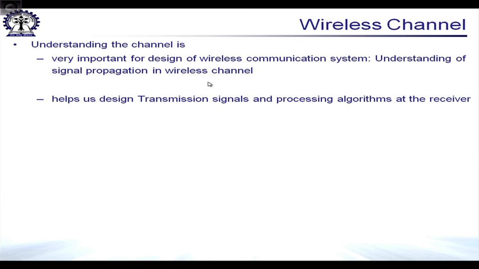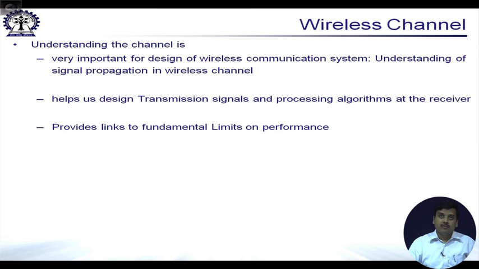It helps us design transmission signals as well as processing algorithms, which we have just explained. Also, very importantly, it provides links to fundamental limits on performance. What we mean by this particular point is that when we have a transmitter and a receiver and there is a particular channel, let us take one example where the transmitter and receiver are separated by a distance of 10 meters. The maximum radiated power that is available is, let us say, 0 dBm.